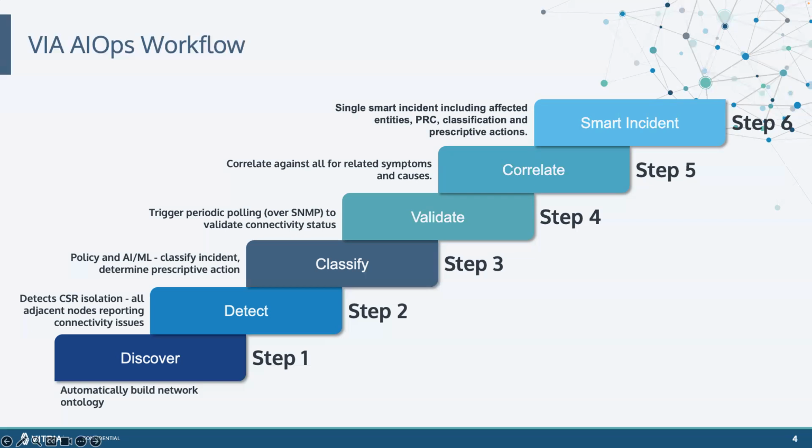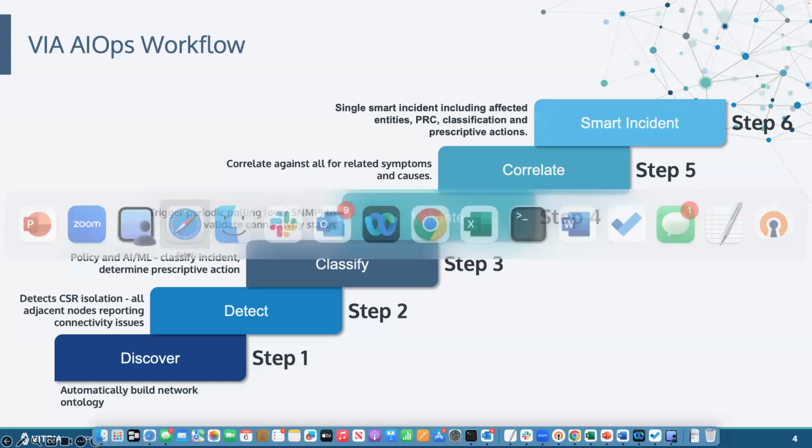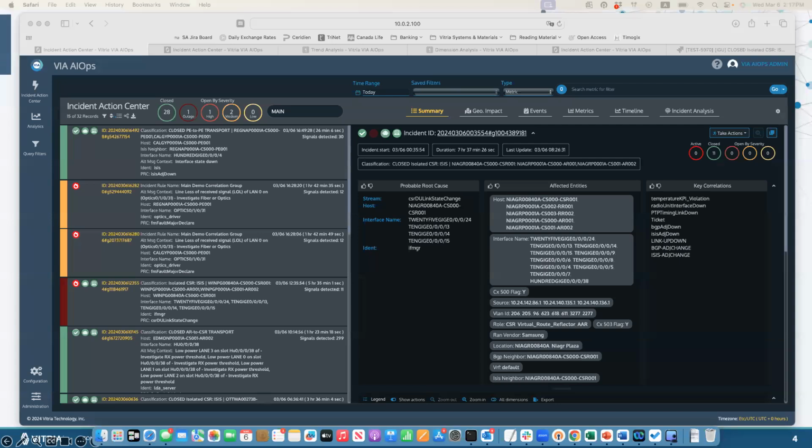Let me show you how that looks within the application itself. The first thing you will see is what we call the Incident Action Center. That is the landing page for Via AIOps. In this example, I have queried on today, and we see a number of different incidents on the left-hand side. Those incidents are classified as closed or open, and open issues all have different priorities, as you can see.